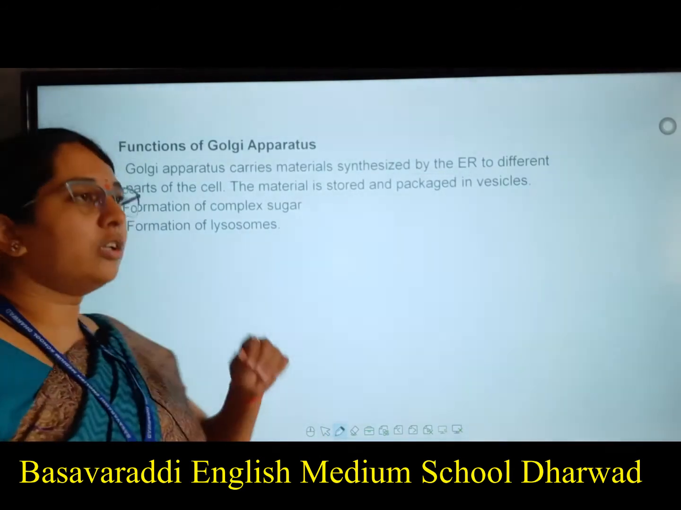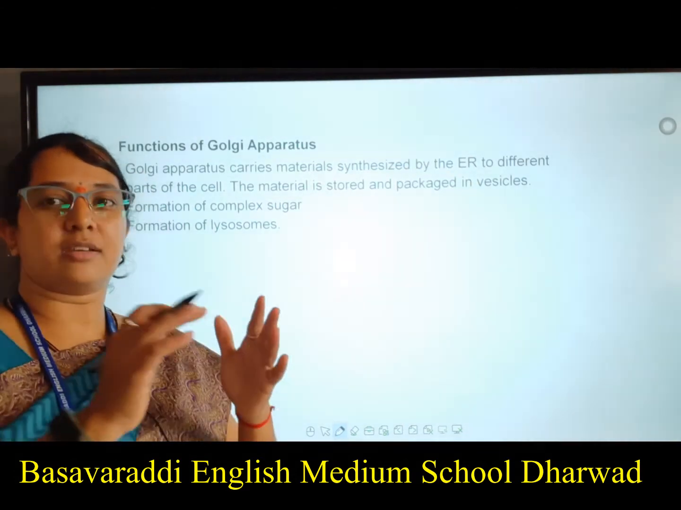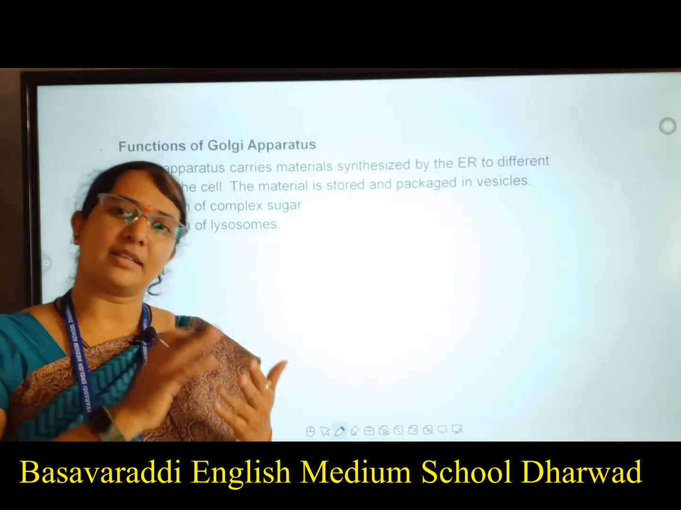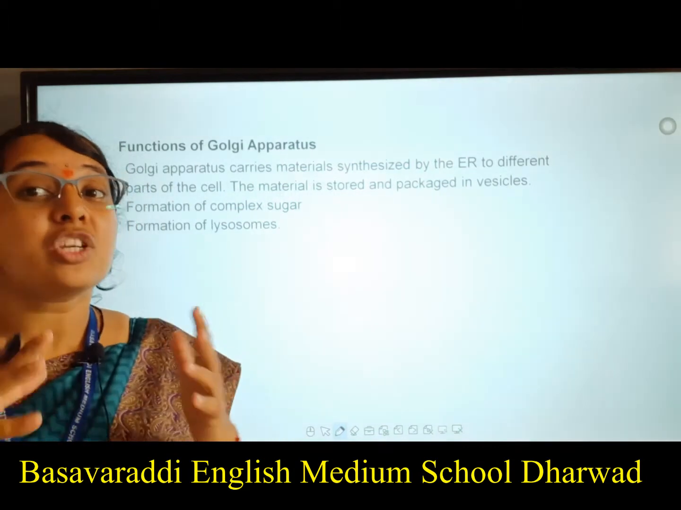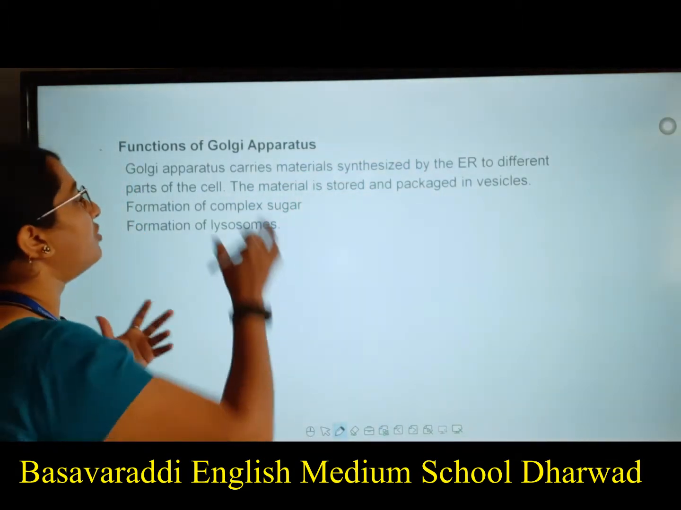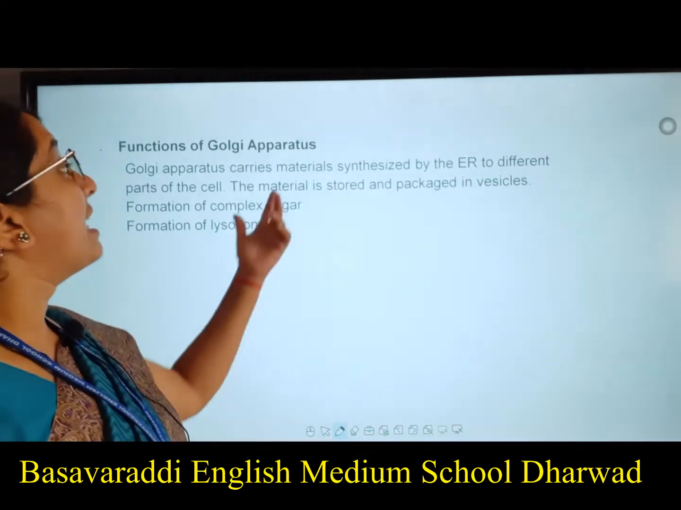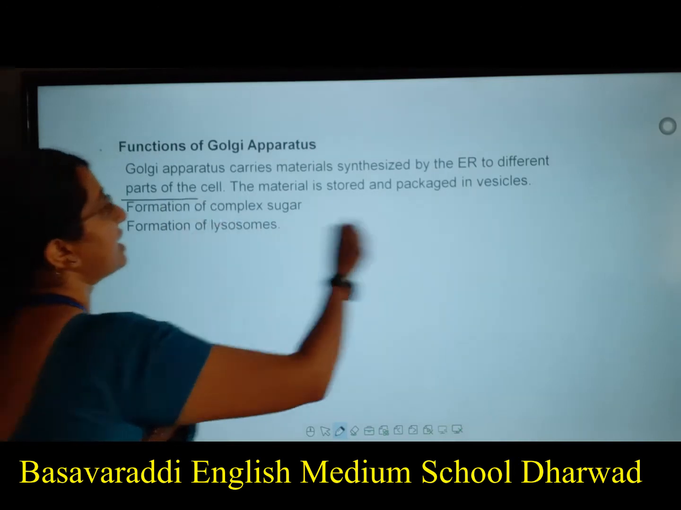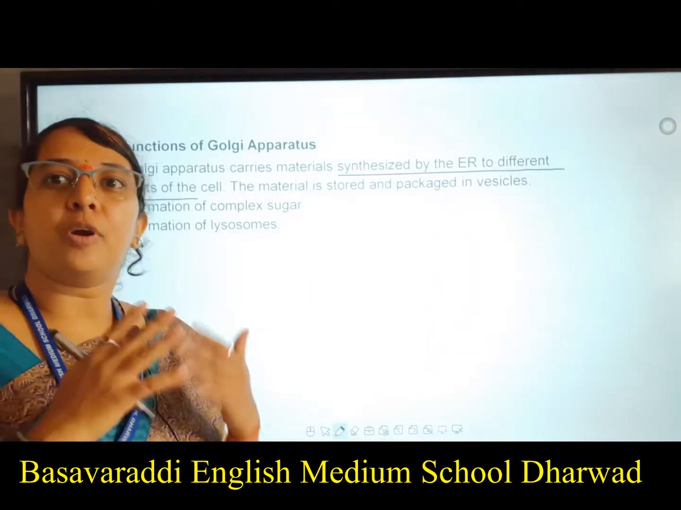What is the function here? Now we came to know the structure, and that it somewhere helps in transportation. But what are the major functions of the Golgi apparatus? The Golgi apparatus carries materials synthesized by the ER to different parts of the cell. So this is very important. It is like a transport vehicle.